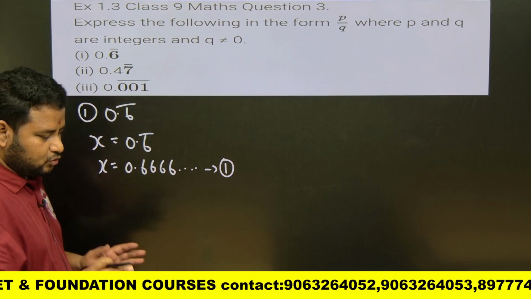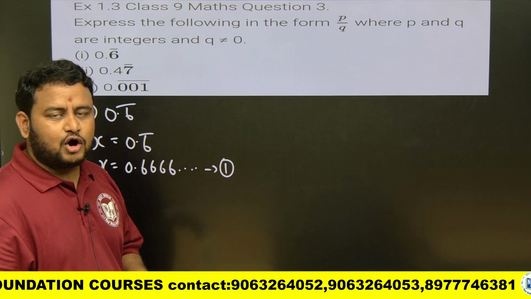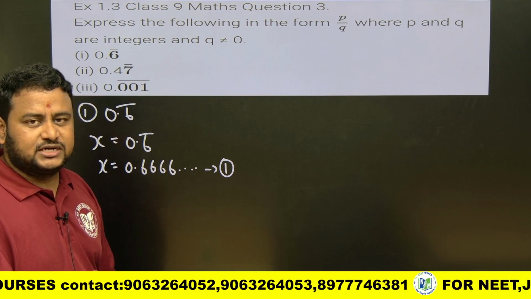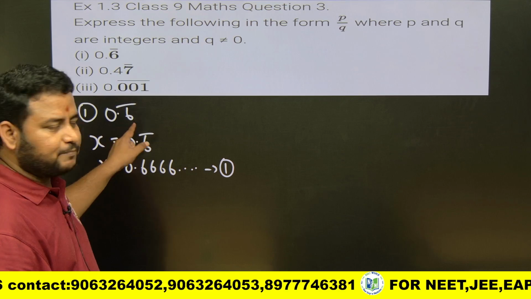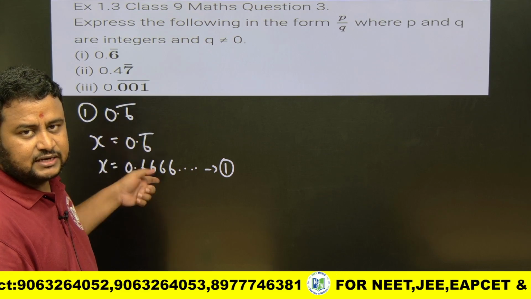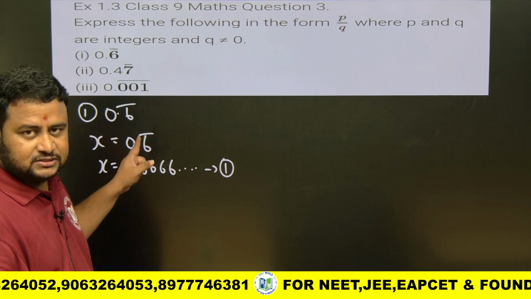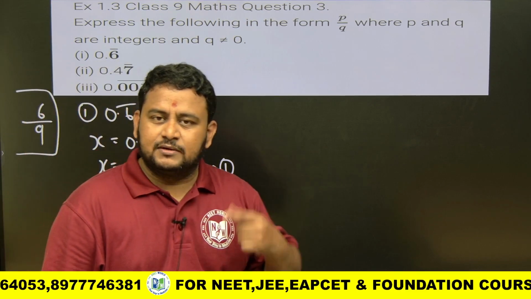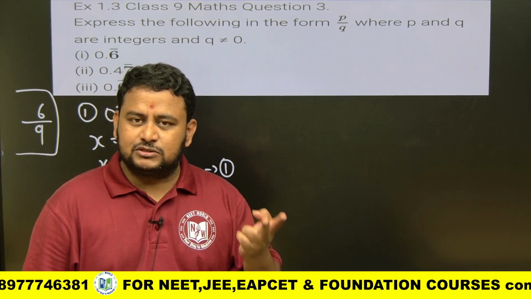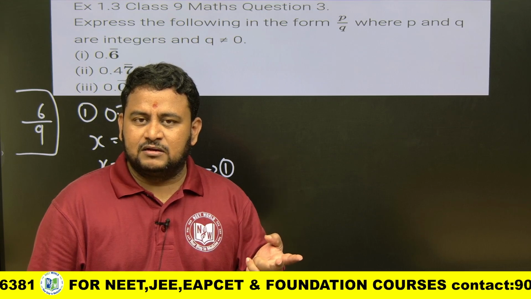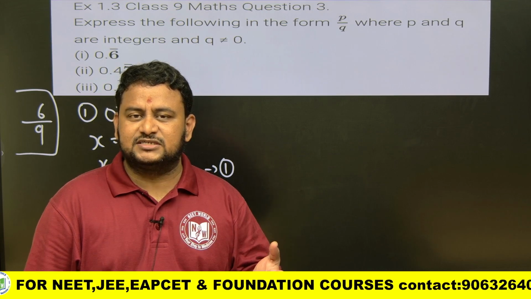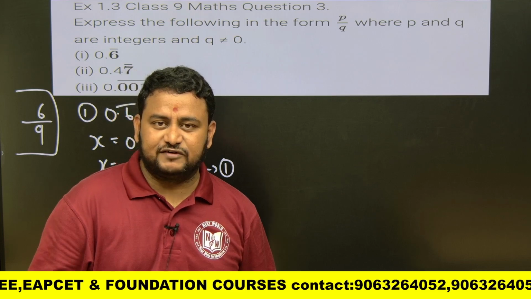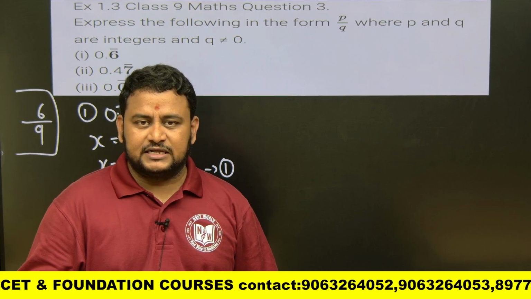Now I told you, after the decimal point, based on how many digits the bar is on, you have to multiply. After the decimal point how many digits are there? 1 digit. Bar is on how many digits? 1 digit. So I should multiply by 10. If the bar is on 1 digit, multiply by 10. If the bar is on 2 digits, multiply by 100. If the bar is on 3 digits after the decimal point, multiply by 1000. If the bar is on 4 digits, multiply by 10,000, like that.